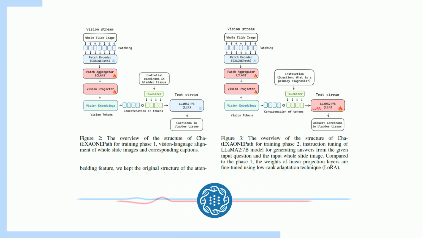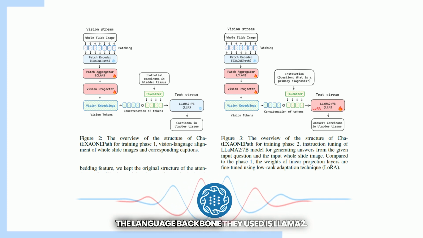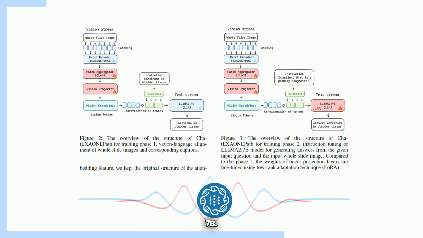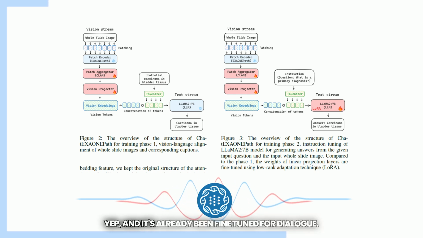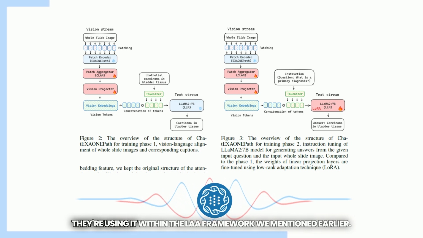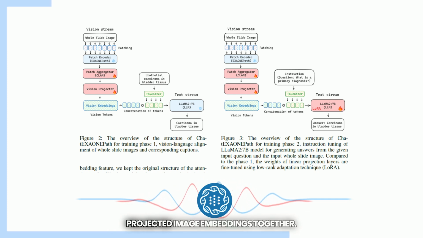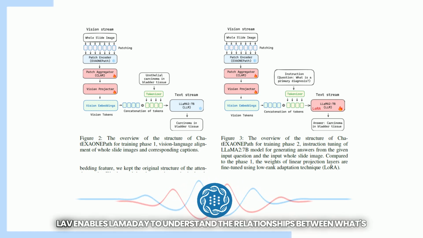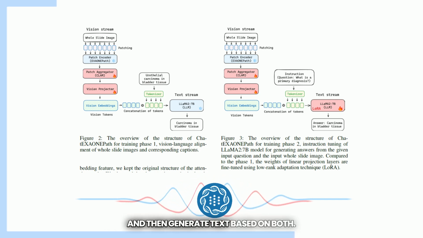Got it. And what's the actual language brain doing the understanding and generating the answers? The language backbone they used is Llama 2, specifically the 7B chat model. Llama 2 7B, so a 7 billion parameter model. Pretty powerful, open source, too. Yep. And it's already been fine-tuned for dialogue. They're using it within the LLaVA framework we mentioned earlier. Right. LLaVA lets Llama handle both text and these projected image embeddings together. Correct. By essentially combining these representations, LLaVA enables Llama to understand the relationships between what's in the image and what's written in the report, and then generate text based on both.